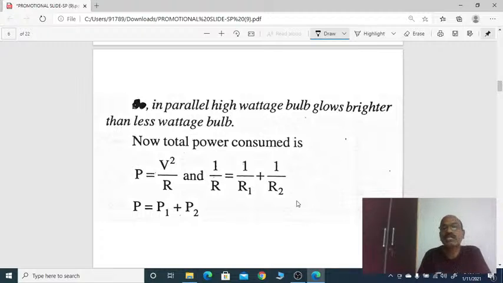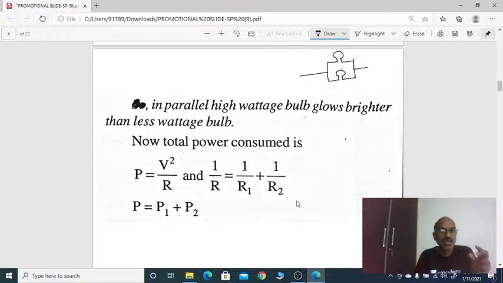In parallel connection, if I am connecting two bulbs, bulb 1 and bulb 2, both connected side by side in parallel, then the high wattage bulb glows brighter. In series connection, the low wattage bulb will glow brighter. In parallel connection, the high wattage bulb glows brighter than the lower wattage bulb.